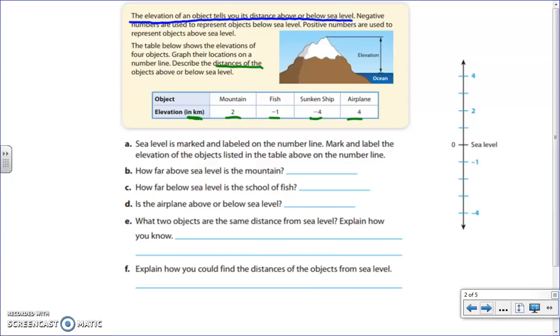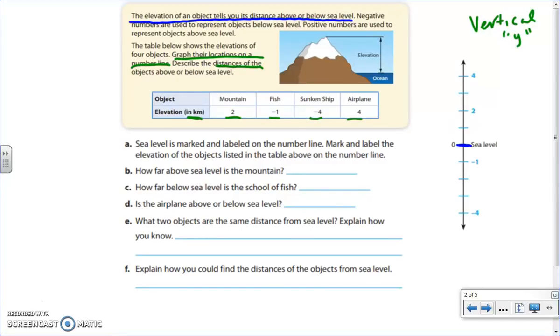It says to use a number line. Graph their locations on a number line. And so this number line on the side, here's what I've drawn. And it's a vertical number line. We call this a vertical. I think of this as a Y number line because the Y-axis is the vertical axis. And you can see that sea level is here at 0.